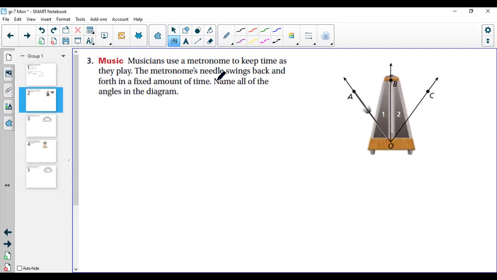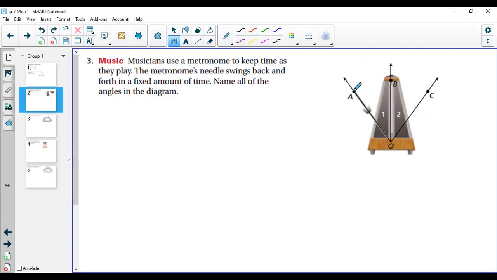Musicians use a metronome to keep time as they play. The metronome's needle swings back and forth in a fixed amount of time. Name all the angles in the diagram. So as you can see, it is similar to the example which we solved. So you can see that there are many angles here. So start by naming all the angles.